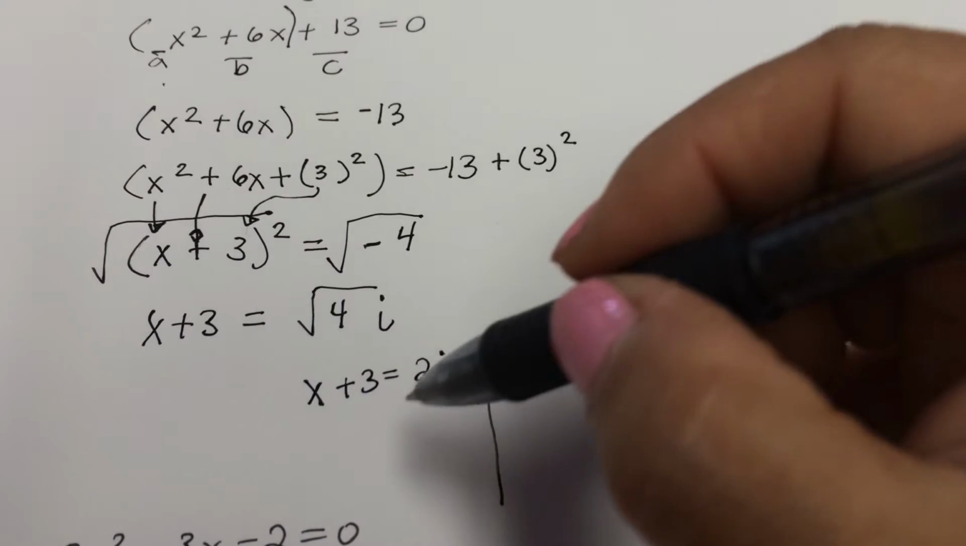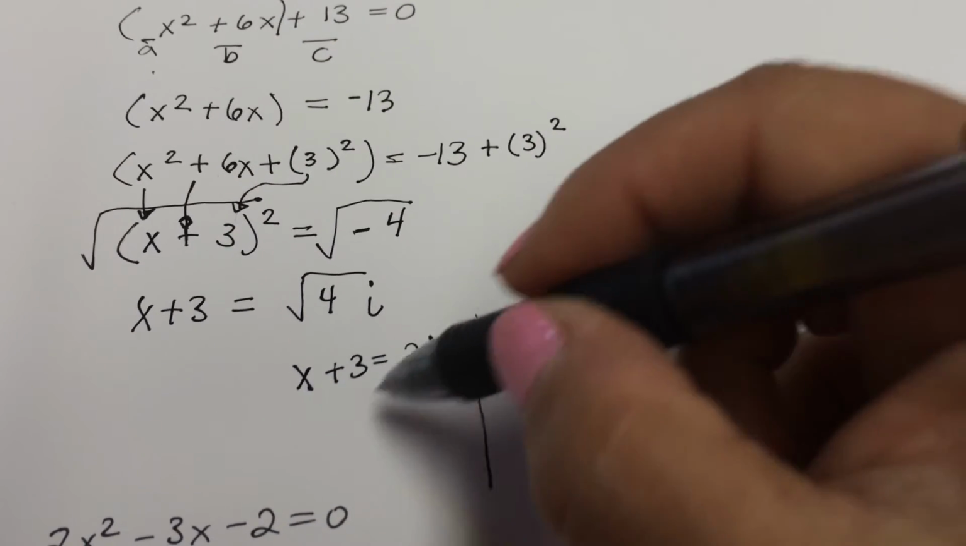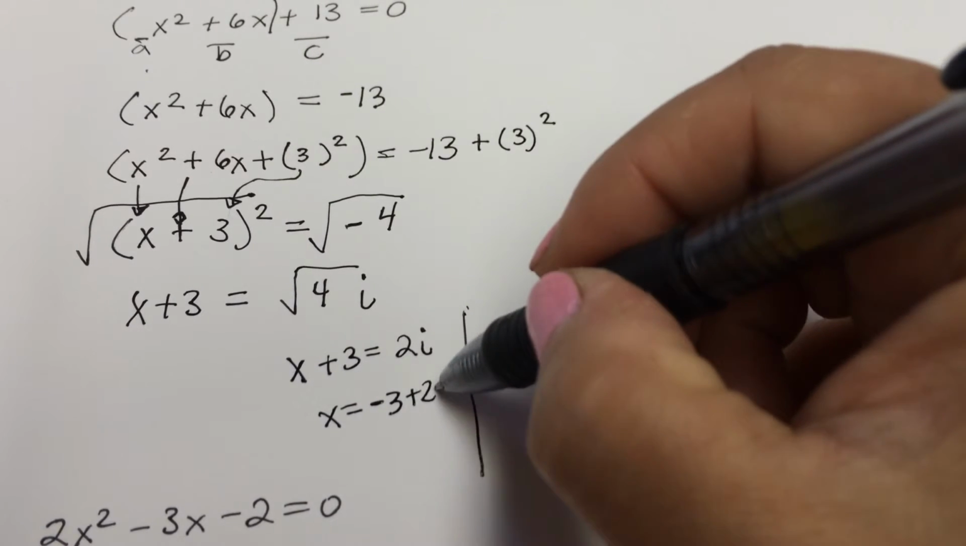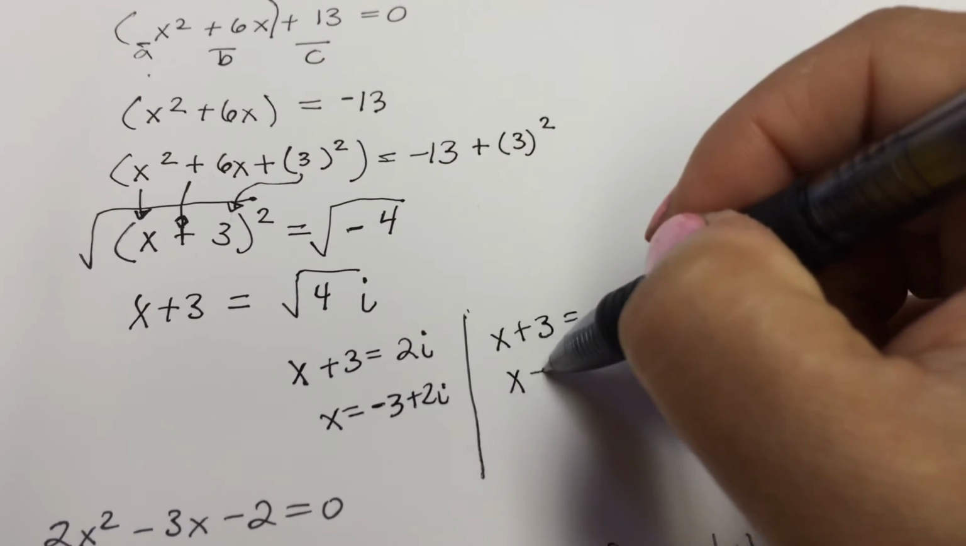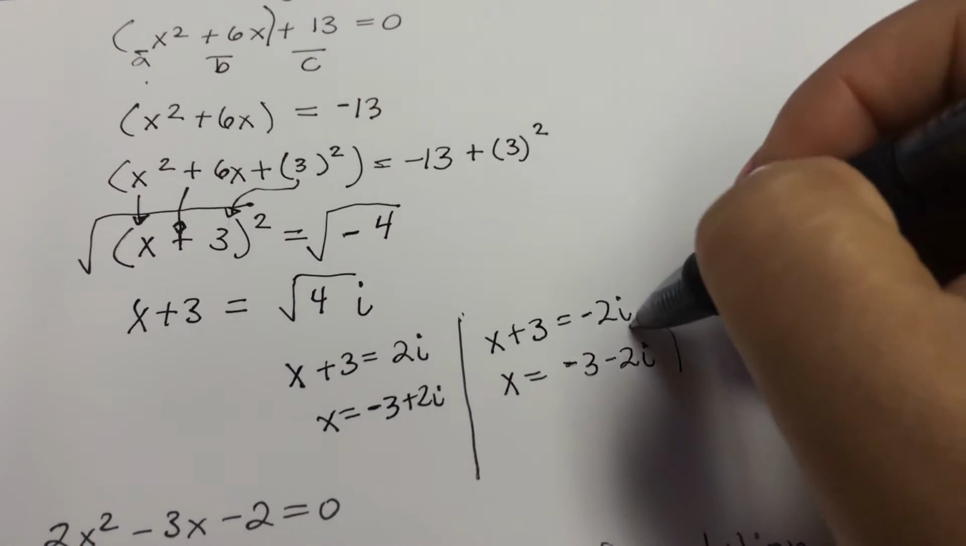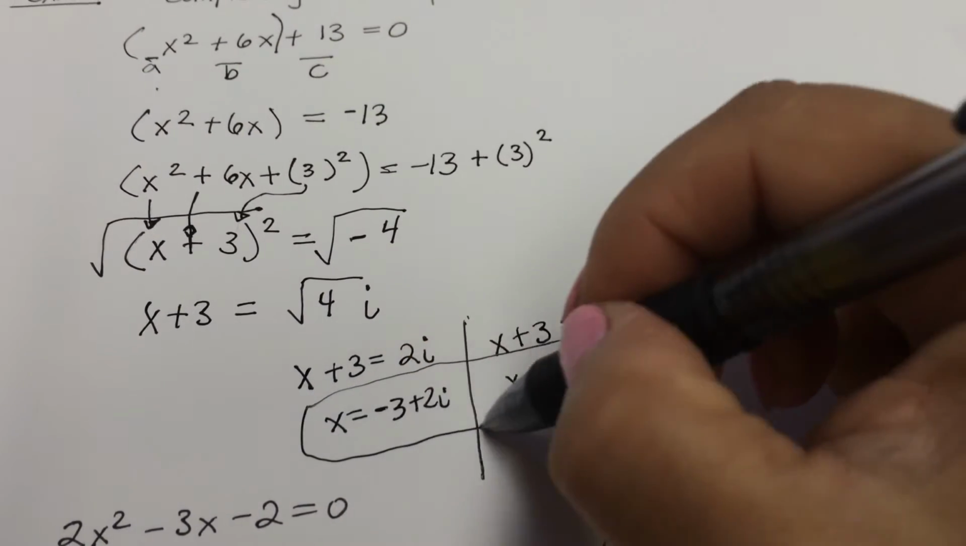Okay? Then I just subtract 3 on both sides right there. So x is equal to negative 3 plus 2i. And also x is equal to negative 3 minus 2i. So those are my 2 solutions right there.